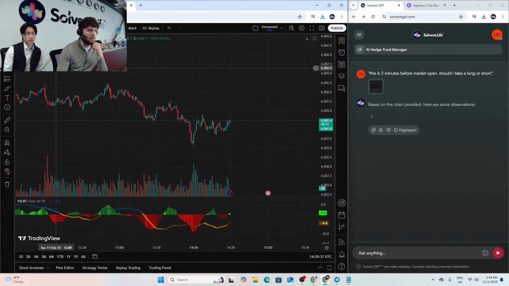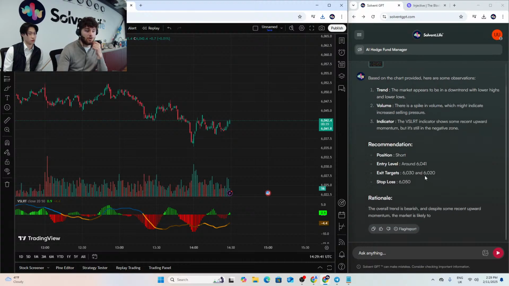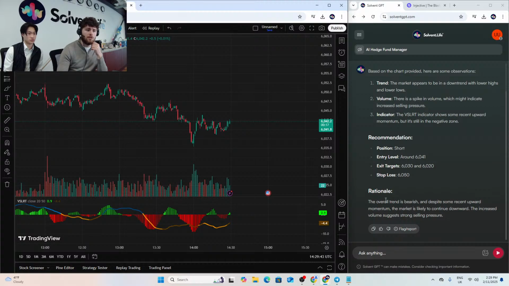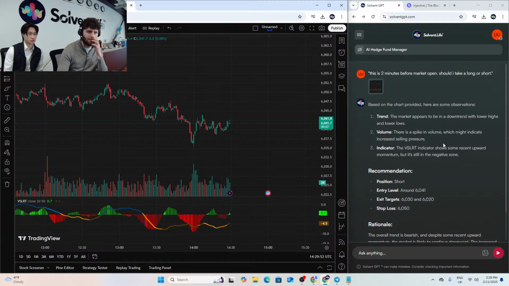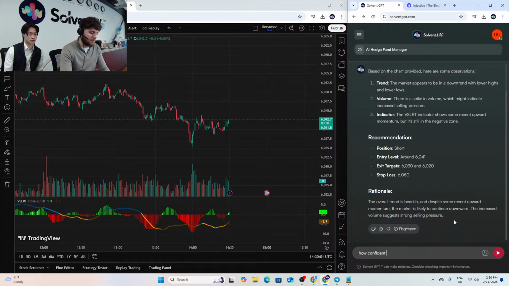I think it will say long as well. Spike in volume. Oh, it's recommended a short. The overall trend is bearish. Despite some recent upward momentum, the market is likely to continue downward. Increased volume suggests strong selling pressure. Okay, so we're going to ask, how confident are you on a scale?